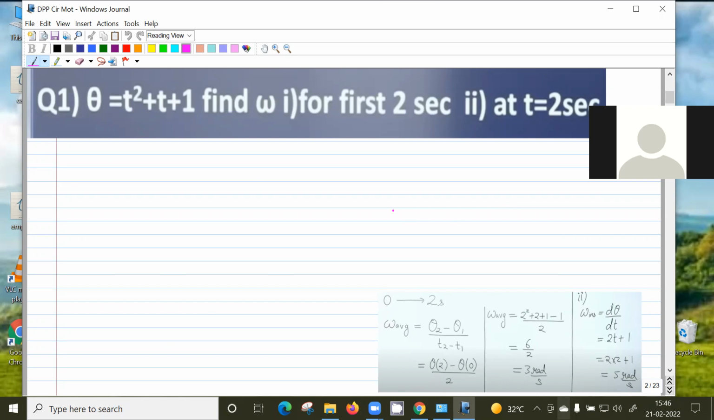How do you relate omega and theta? It's d theta by d t, right? Okay. And suppose instead of taking d theta by d t, if I take delta theta by delta t, what is this quantity? Average means some finite time interval. Instantaneous means infinitesimally small time interval. So from this we can get the answer. So what is the answer?